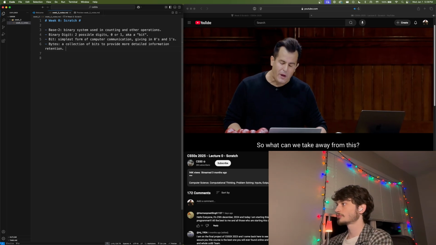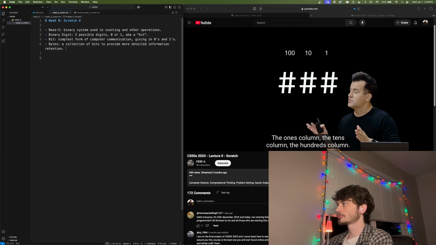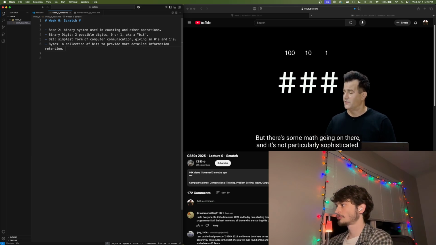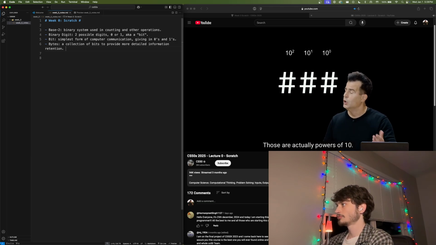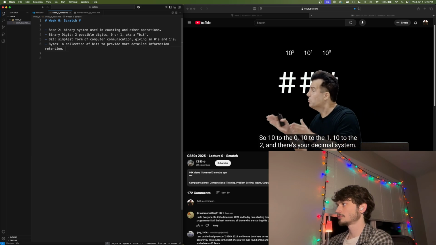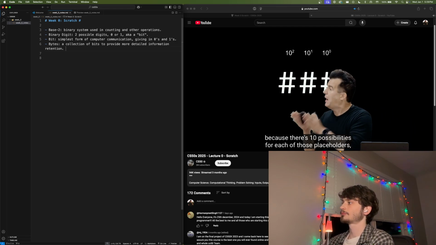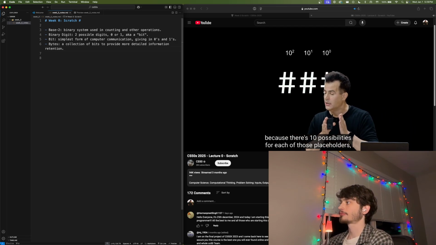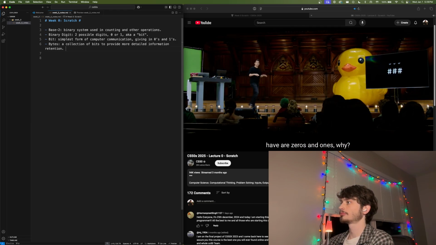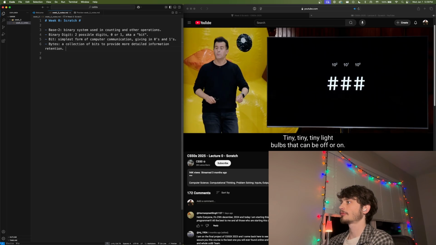So what can we take away from this? Well, let's generalize it first as just any 3-digit number. So number, number, number, the ones column, the tens column, the hundreds column. But there's some math going on there, and it's not particularly sophisticated. Those are actually powers of 10. So 10 to the 0, 10 to the 1, 10 to the 2, and there's your decimal system. Because the base in this value is a 10, that's because there's 10 possibilities for each of those placeholders, 0 through 9. But in the binary world, in the world of computers, where all they have are zeros and ones, why? Because all they have physically is transistors, tiny, tiny, tiny light bulbs that can be off or on.